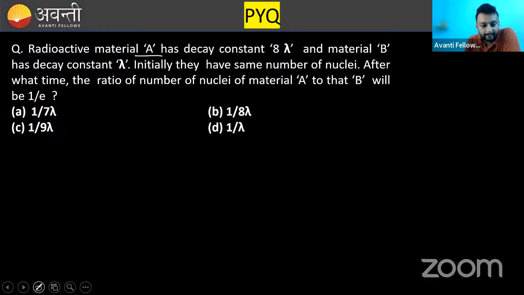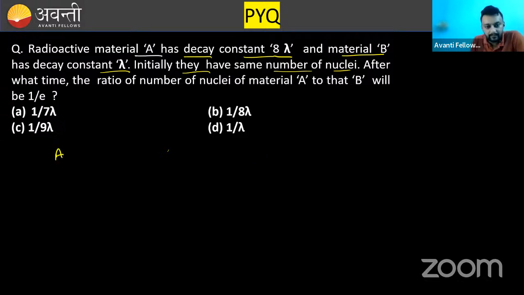Radioactive material A has a decay constant 8 lambda, and material B has a decay constant lambda. Initially, they have the same number of nuclei. That means there is a sample A and a sample B. Sample A has decay constant 8 lambda, sample B has decay constant lambda. So this is lambda 1, this is lambda 2.